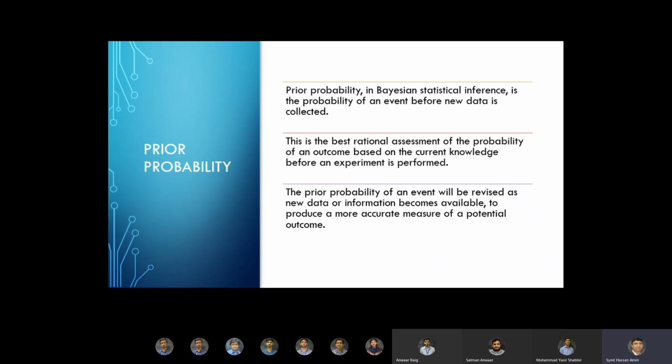So prior probability in Bayesian statistical inference is the probability of an event before new data is collected. You have to understand this, okay. You already have certain data, and based on that data, you have certain probability. That probability will be your prior probability. This is the best rational assessment of probability of an outcome based on current knowledge before an experiment is performed. So you have basically a continuously changing situation. At a certain point in time, you collected certain data, and based on that data, you have your assessment of probability. That is your current knowledge. Based on that current knowledge, you have your prior probability. Prior probability of an event will be revised as new data or information becomes available.